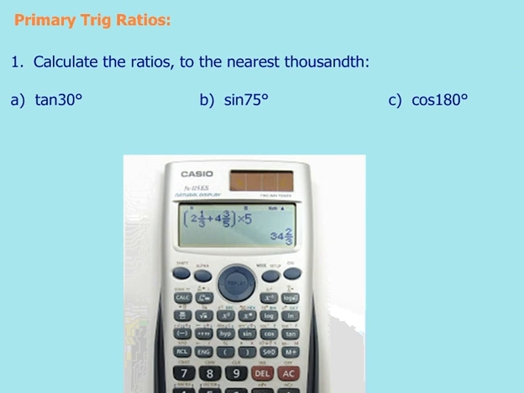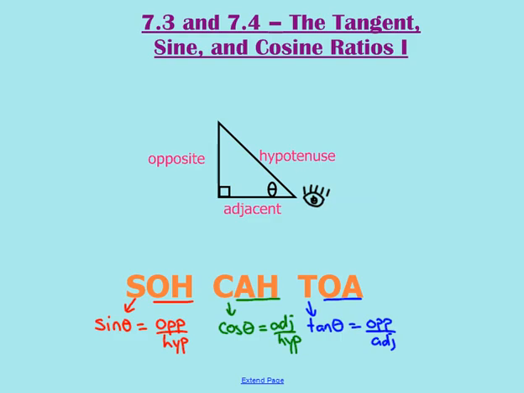Since you know a little bit about SOHCAHTOA now, I'm going to show you how to use it. Okay? Now the primary trig ratios are referring to these three fractions: sine, which is opposite over hypotenuse; cos, which equals adjacent over hypotenuse; and tan, which is opposite over adjacent. These three fractions are also ratios.